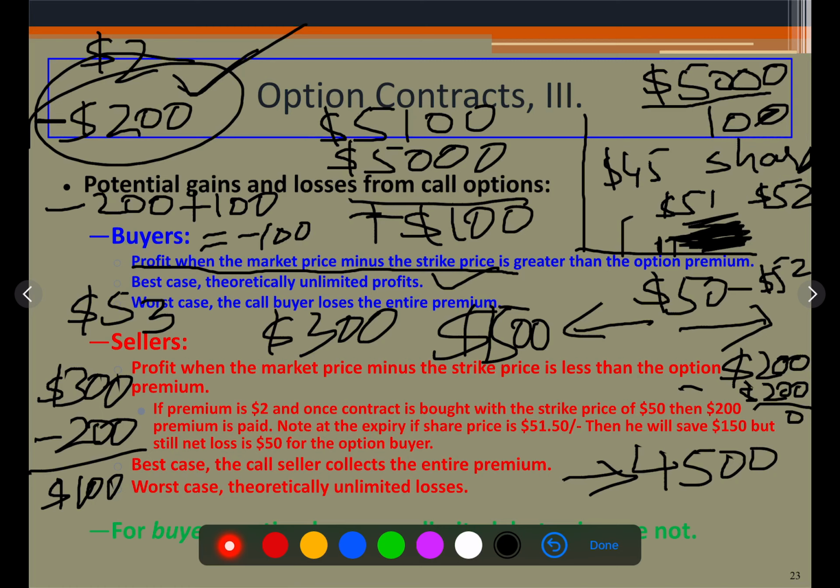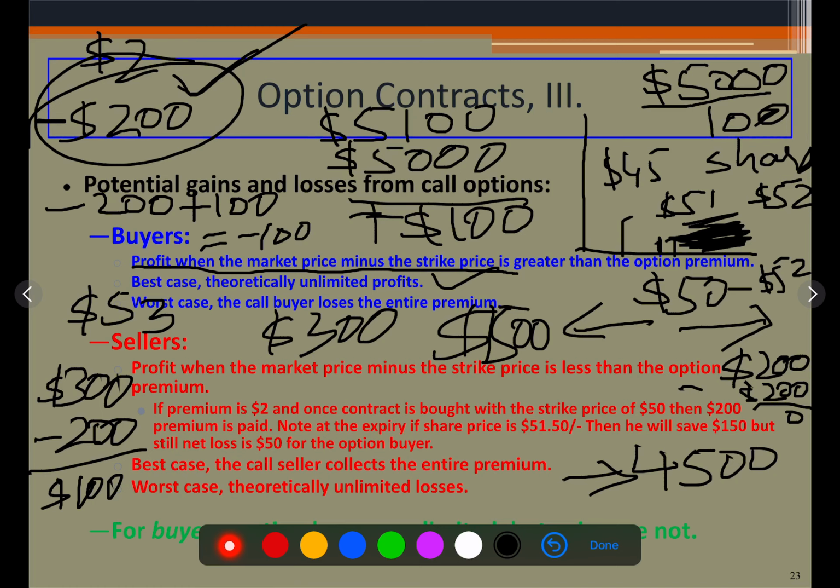But anywhere below 52, in between 50 to 52, the seller of the call option contract will still be in profit. Below 50, definitely he's in profit, because if the stock is getting traded at 49.5, the option will not be exercised, and the buyer of the call option will simply buy the share somewhere from the stock market below $50.